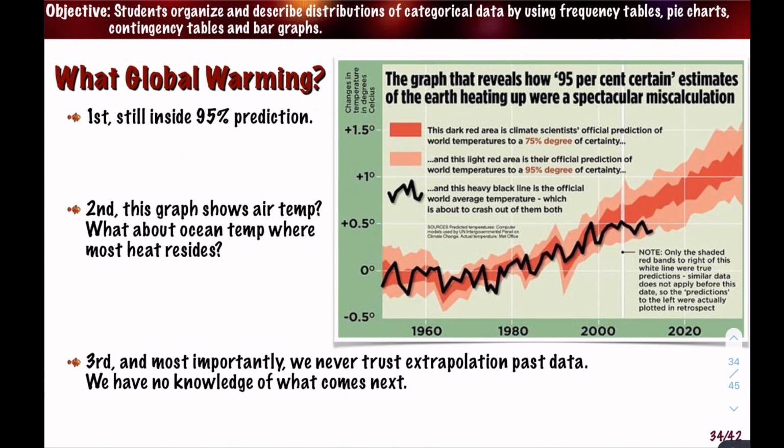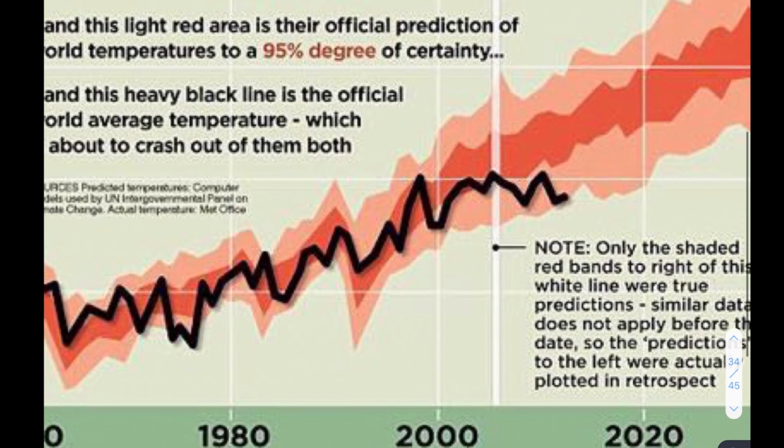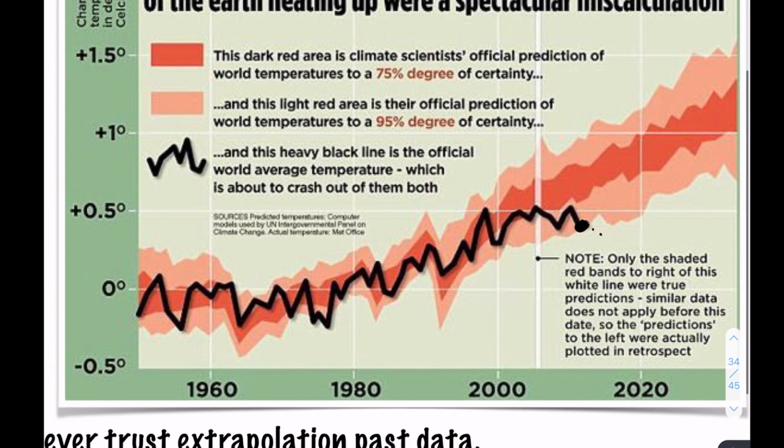Likewise, here is an image of a chart representing the overall rise in global warming. This graph reveals how 95% certain estimates of the Earth heating up were a spectacular miscalculation. What we're seeing is that this black line is the trend line that people are making the argument with. And if you look right in the 2000s, it looks like if you followed the trend, it's going to fall outside of the predictions.